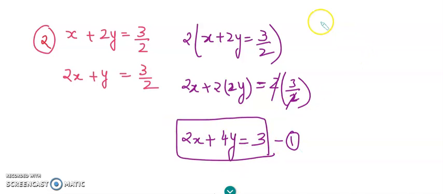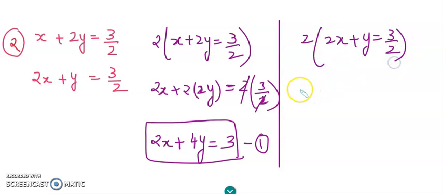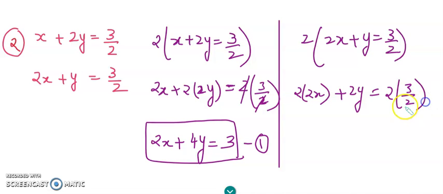Okay. Next equation, that is my second equation. So the second equation is 2x plus 3y. So again, 2x plus y equals 3 by 2. So that is 2 times 2x plus 2y, 2 times 3 over 2. So the 2 and the 2 get cancelled off. So now we get 4x plus 2y equals 3.